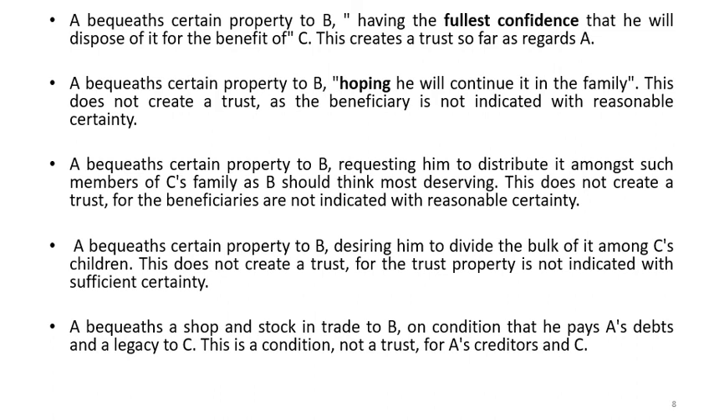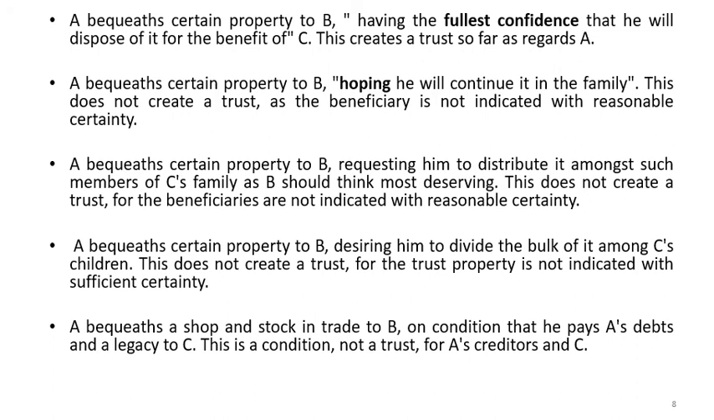Then we will go to the fourth illustration given to section 6 of the Trusts Ordinance. A bequeaths certain property to B, desiring, that's important, again a precatory word, desiring him to divide the bulk of it among C's children. Now again apply section 6, as I told you.